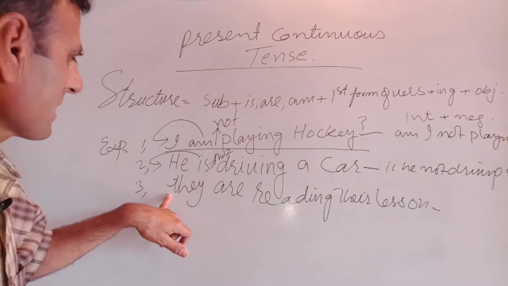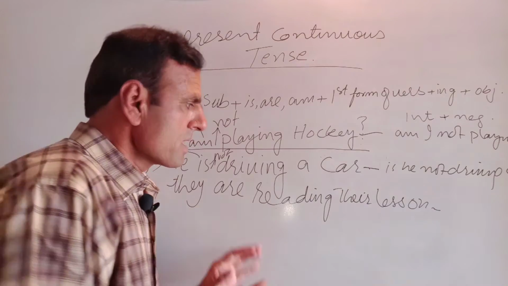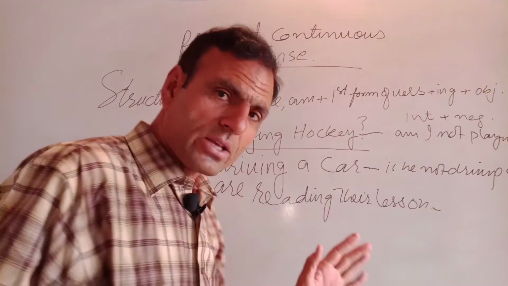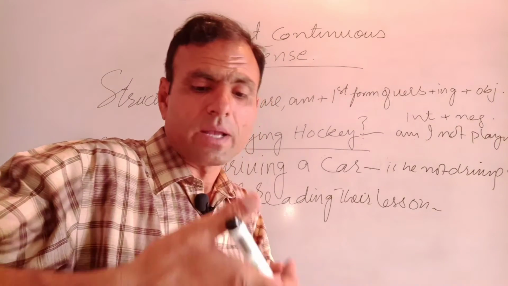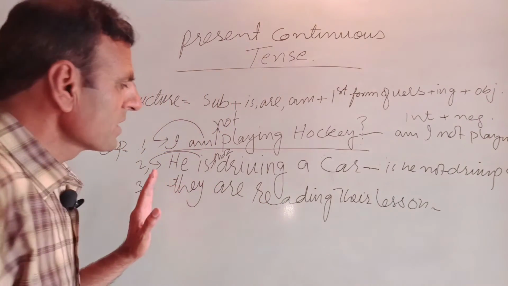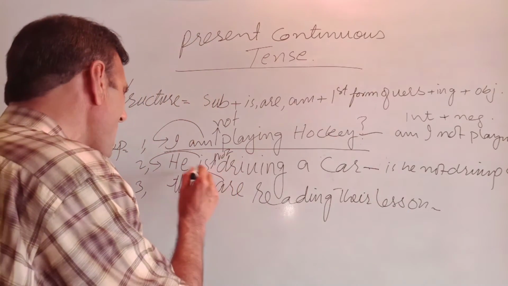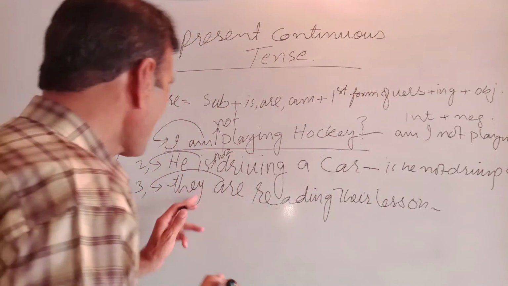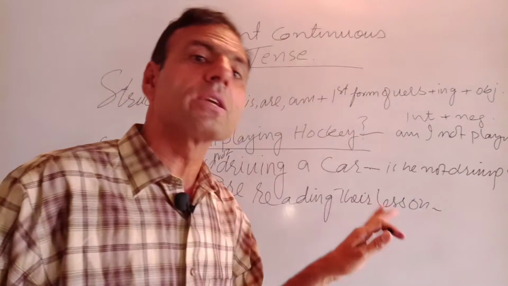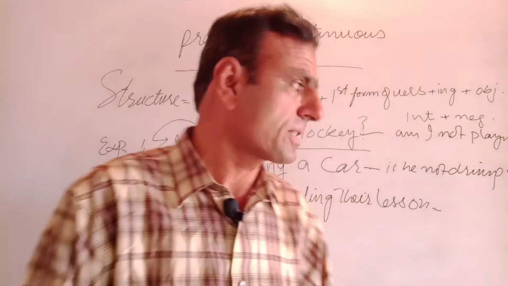The last example is they are reading their lesson. Now if we say they are reading their lesson, it means this action is happening right now. But we change this into interrogative. They are reading their lesson. We bring are at the first of the sentence. Are they reading their lesson means we are asking about their reading, if they are reading or not.